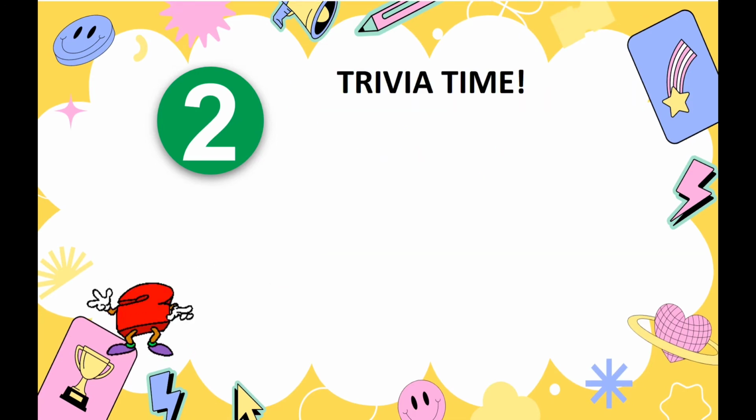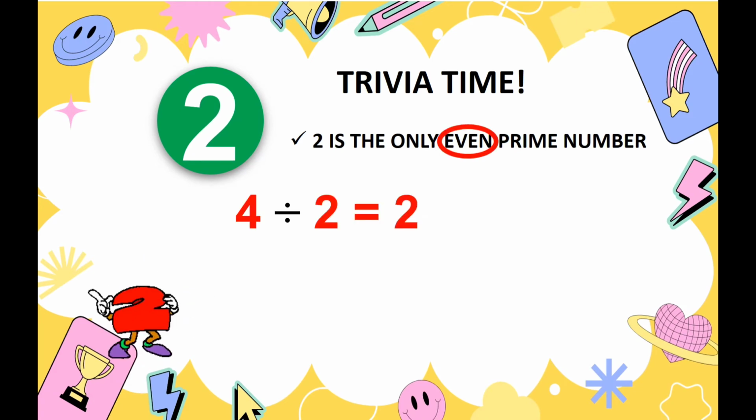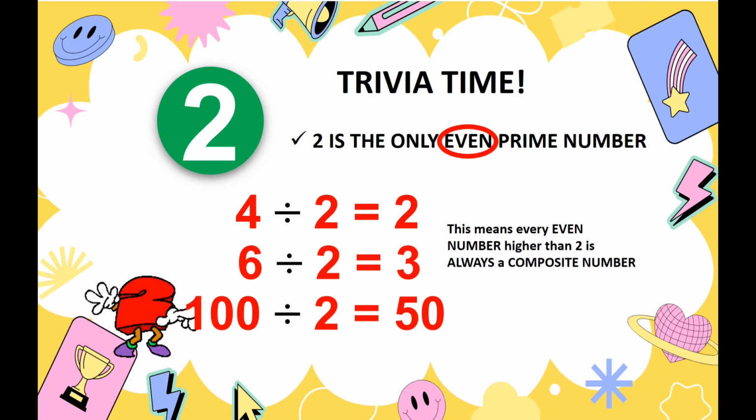Trivia time. 2 is the only even prime number. Even. Like 4 divided by 2 is equal to 2, 6 divided by 2 is equal to 3, and 100 divided by 2 is equal to 50. This means that every even number higher than 2 is always a composite number. Ayan, so, lahat daw ng even number na higher than 2 ay matuturing na composite number.